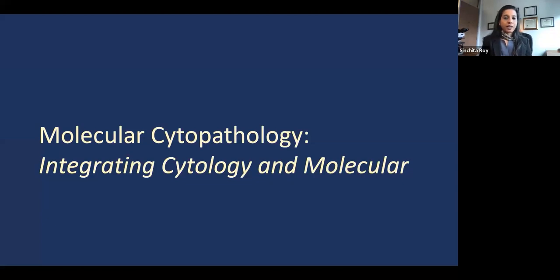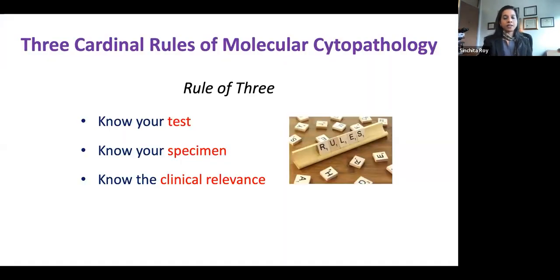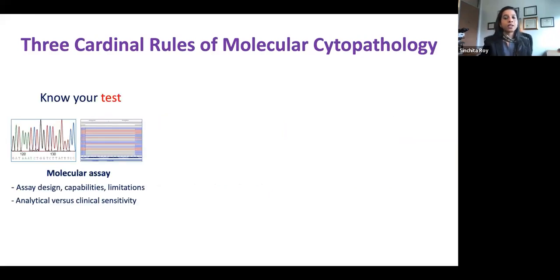So the final piece that I want to talk about is integrating molecular and cytology. That's where this whole concept of molecular cytopathology comes in. When it comes to molecular cytopathology, there's a rule of three. You have to know three things: you have to know your test, you have to know your specimen, and you have to know the clinical relevance of what you're testing.